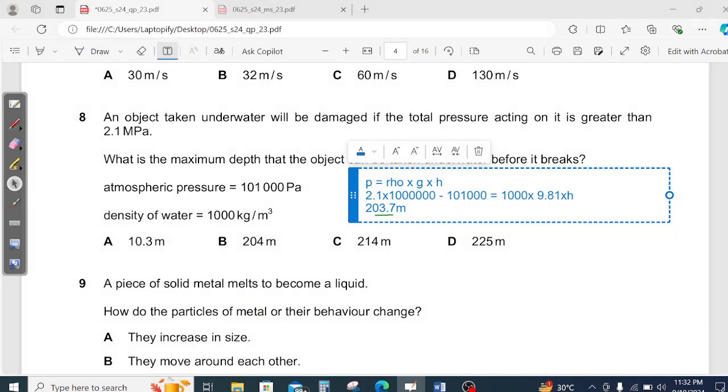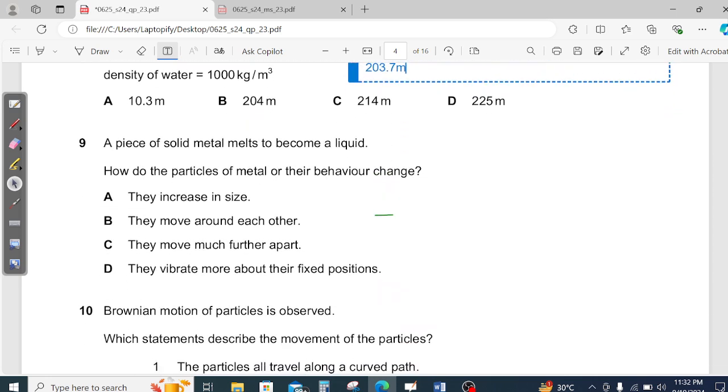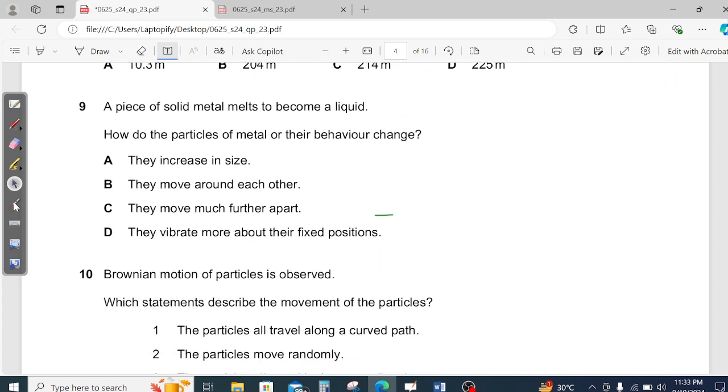Now question number 9 is, a piece of solid metal melts to become a liquid. How do the particles of the metal or their behavior change? Remember, you are supplying the heat energy to the solid material. As a result, when the temperature reaches the melting point, the solid matter starts to melt. As a result, it becomes a liquid.